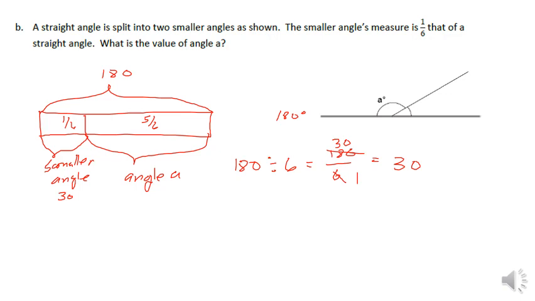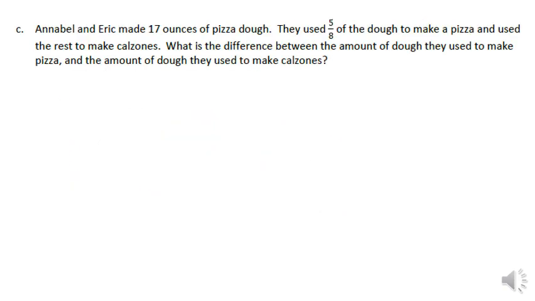Well, we can see angle A is 5 times that. So it's going to be 30 times 5, which equals 150. So angle A was 150 degrees. And you can see if we added them up, 150 and 30, we get 180, which is our total angle.